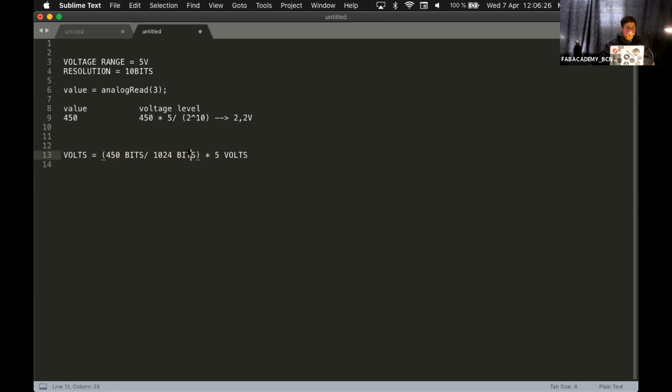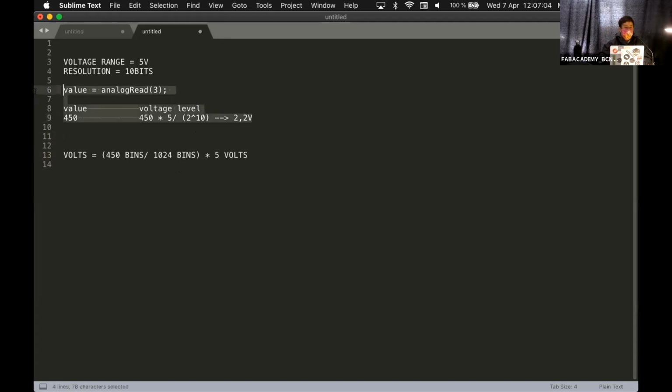Well, no, it's not bits actually. Let's call it reading. So technically, it's like saying 450 buckets. Let's say like that, buckets. Some people also call it bins. So it's bins divided by bins times volts. If I divide bins by bins, then it's just a number. The units get away, and that's it.